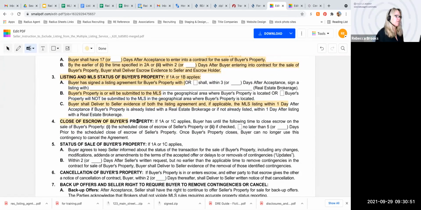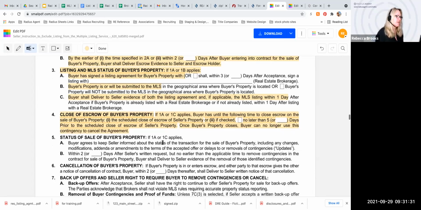That says close of escrow of buyer's property. If 1A or 1C applies, buyer has until the following time to close escrow on the sale of buyer's property. Okay, when is it going to be? Is it going to be the scheduled close of the escrow of seller's property, simultaneously closing, or is it going to be no later than 5 days prior to the scheduled close of this property that we're negotiating for? Okay, once this property closes, the buyer can no longer use this contingency to cancel this agreement. Because remember, this is a contingency. In addition to your regular contingencies, you're putting in this sale contingency.